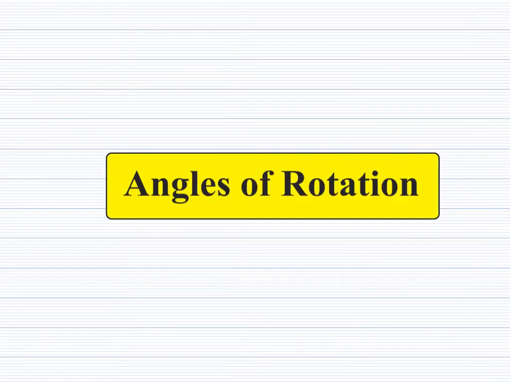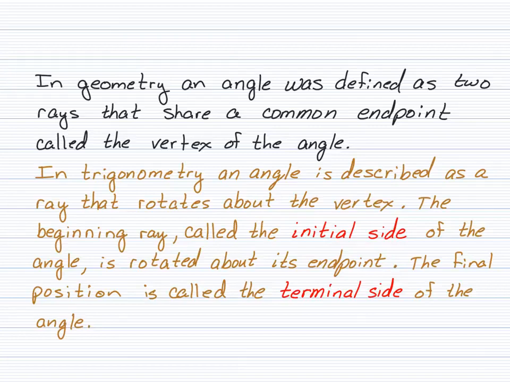All right, so this section is going to be on angles of rotation with our geometry, or not geometry, but our trigonometry functions. And so with this, in geometry, an angle was defined as two rays that share a common endpoint. So for example, you may have an angle right here. There's two rays and the common endpoint right here, which is called your vertex of the angle.